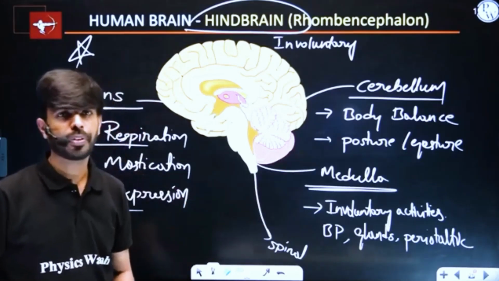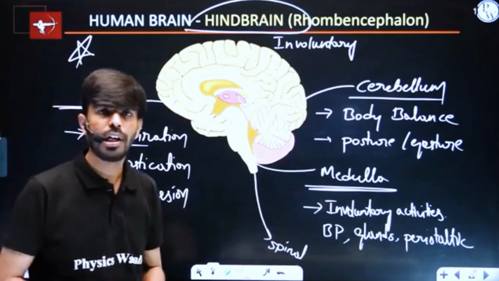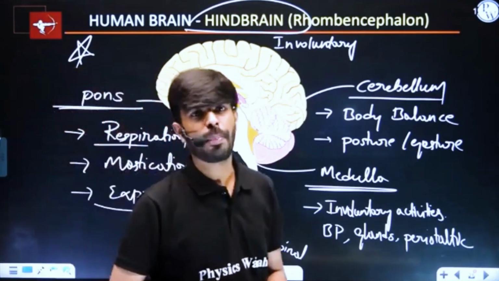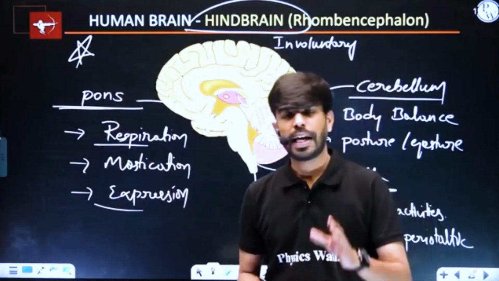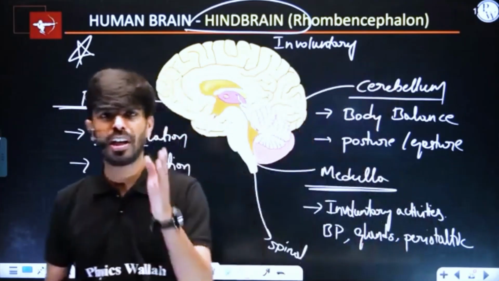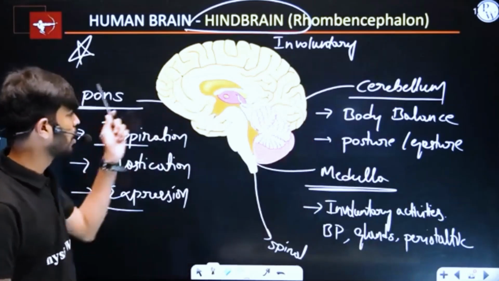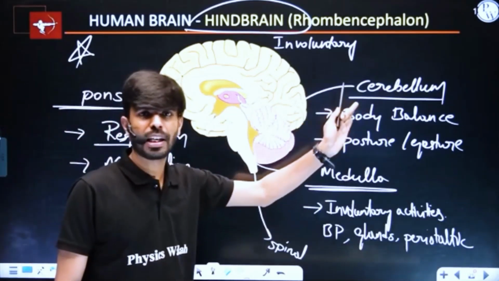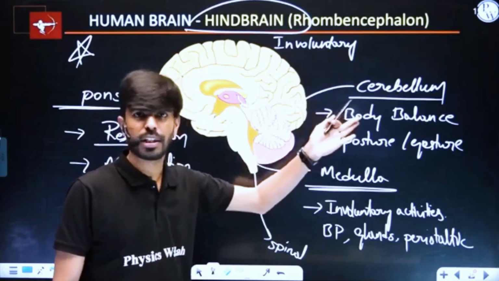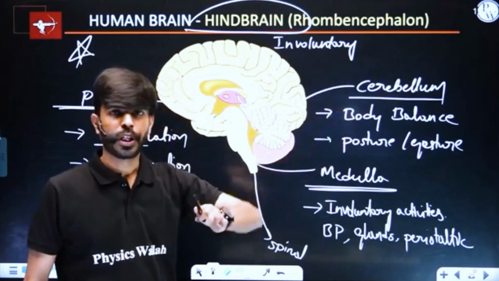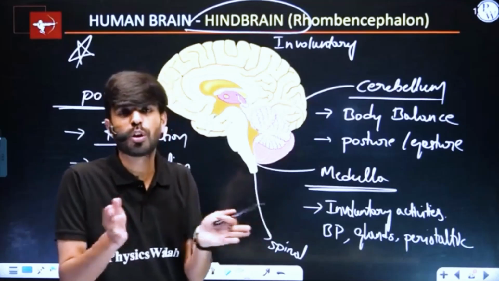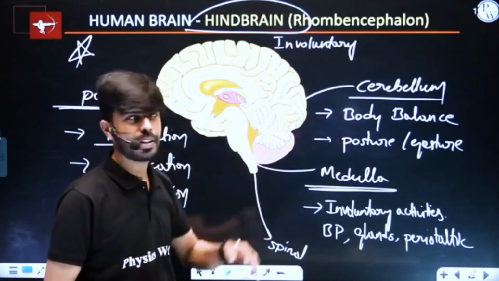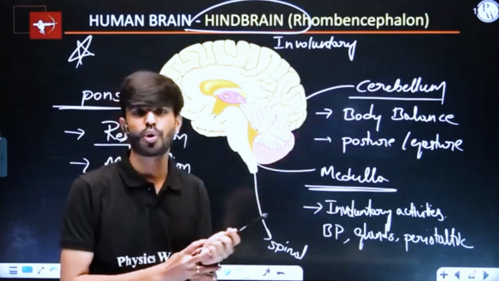Let me repeat it. The last part of the brain is called the hindbrain, also called rhombencephalon. There are three major parts in the hindbrain: cerebellum, pons varolii, and medulla oblongata. The first one, cerebellum, brings the coordination between various muscles during running and walking. It is responsible for body balance, and it also provides the posture and gesture to our body.